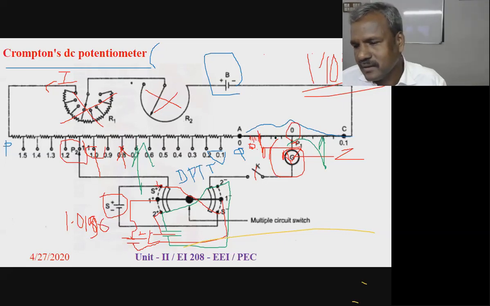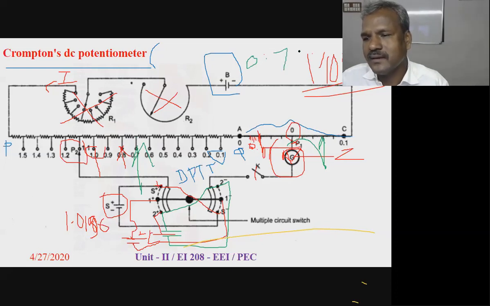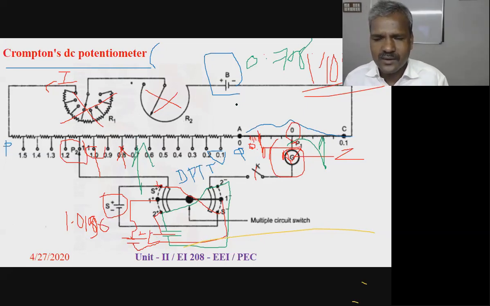So 0.7 plus 0.008 is 0.708. This 0.708 is the unknown EMF measured from the Crompton. The Crompton potentiometer is very easy because the dials are calibrated in terms of scale, so you can easily measure the EMF. So this is about the procedure for the Crompton DC potentiometer.